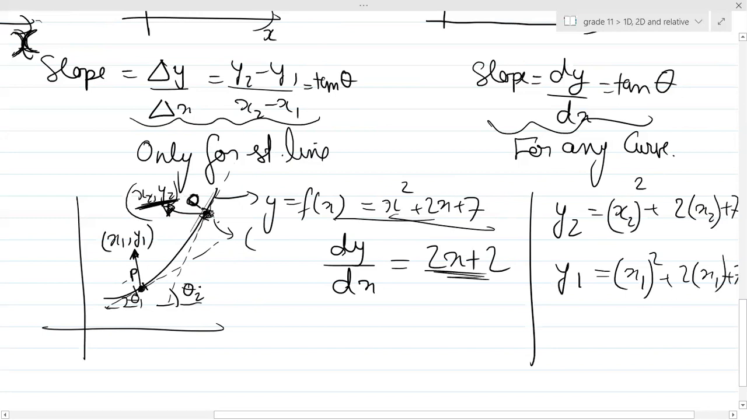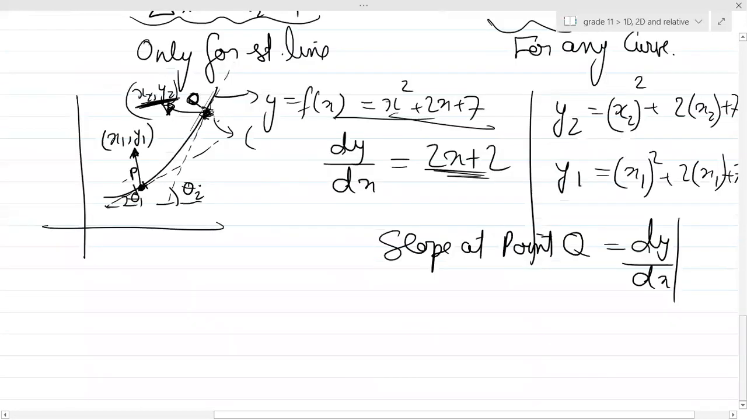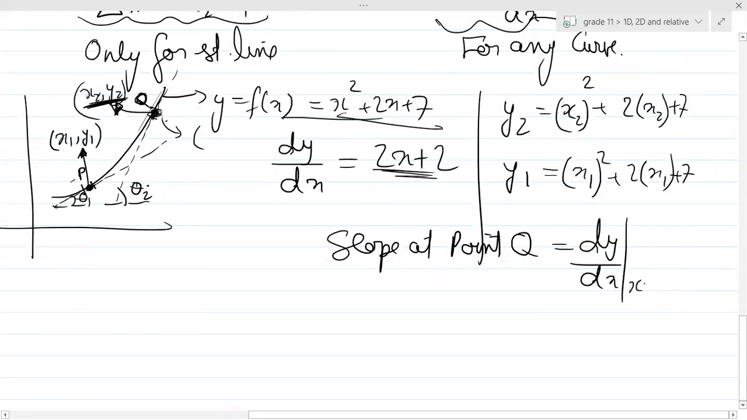And if you want the slope at point P and point Q, the slope at point Q will be dy by dx at x and y equals to how much? What is the x value? Sir, where is point Q? Can you see at point Q, what was the x value? It was x2, right? So basically, what is the slope? Slope is 2x plus 2. So you'll write this as twice of x2.